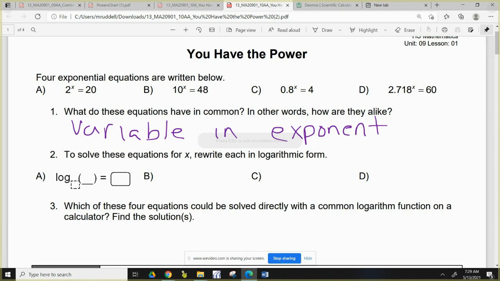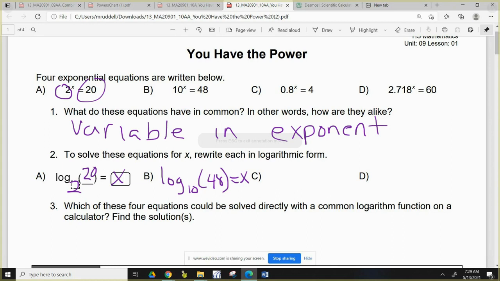Number 2 says to solve these equations for x, rewrite each in logarithmic form. Remember, when you do that, this base goes here. That's the subscript. The goal of a logarithm is to isolate the exponent. So then this 20 would have to go here. For b, you've got log base 10 of 48 equals x. Remember, the goal of a logarithm is to isolate the exponent.